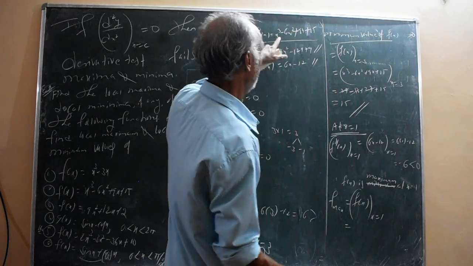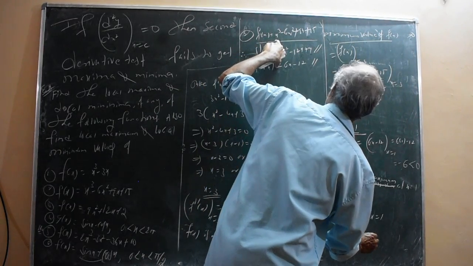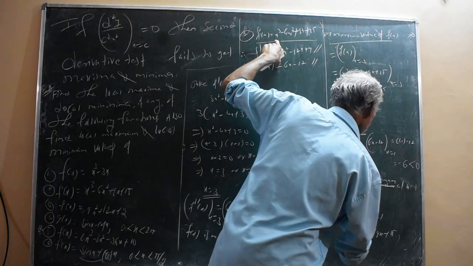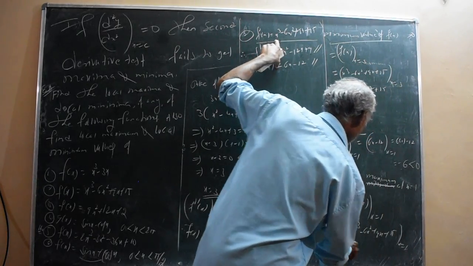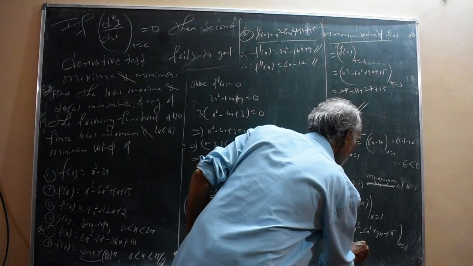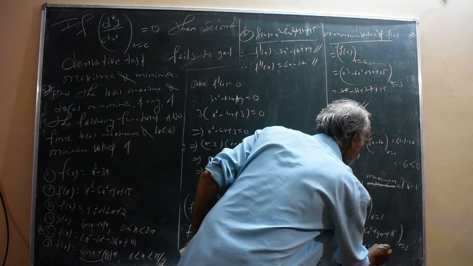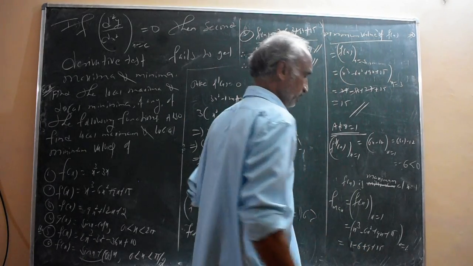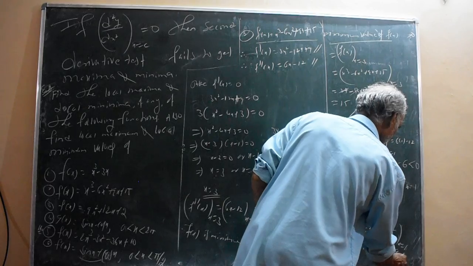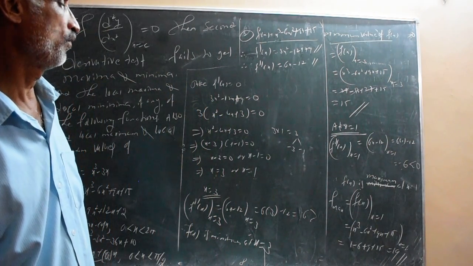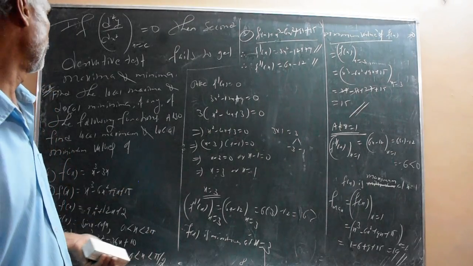What is f of x? x cubed minus 6x squared plus 9x plus 15, with x equal to 1 taken. Okay. 1 cubed is 1, minus 6 into 1 squared is 1, minus 6, plus 9, plus 15. Plus 9 is 24, plus 1 is 25, minus 6 is 19. Am I right?